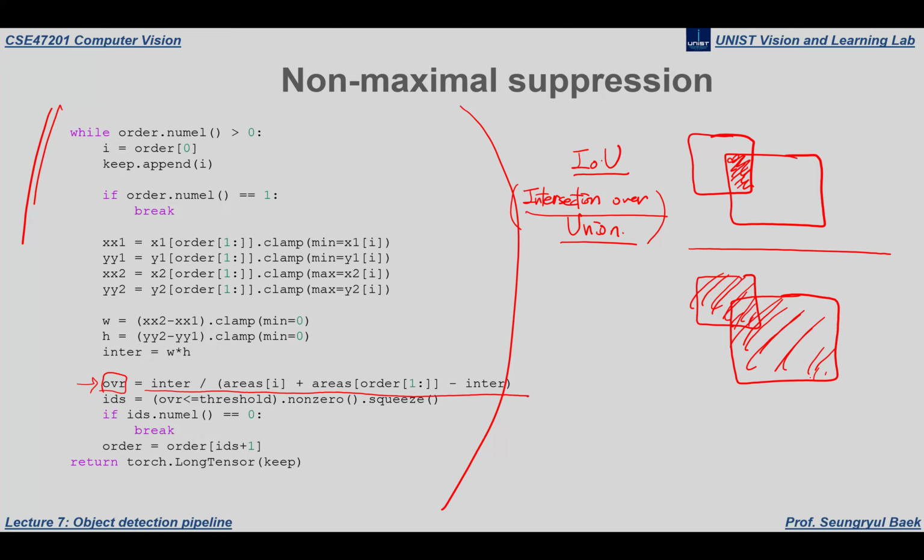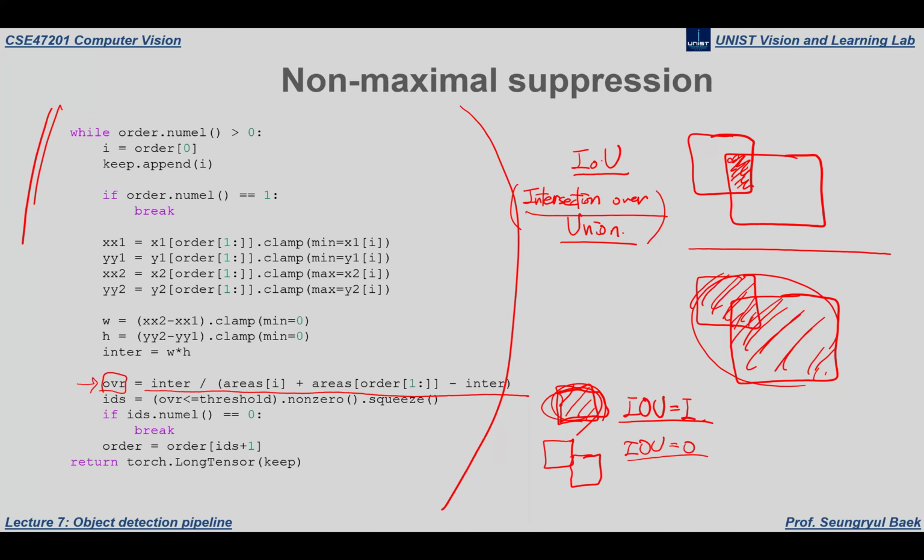If two bounding boxes are completely the same, the IOU becomes one, because the union of these two bounding boxes is the same as their intersection area. So IOU becomes one when two bounding boxes are the same. And if they are completely different, the IOU becomes zero. Do you agree with this? The intersected region becomes zero, so IOU becomes zero.